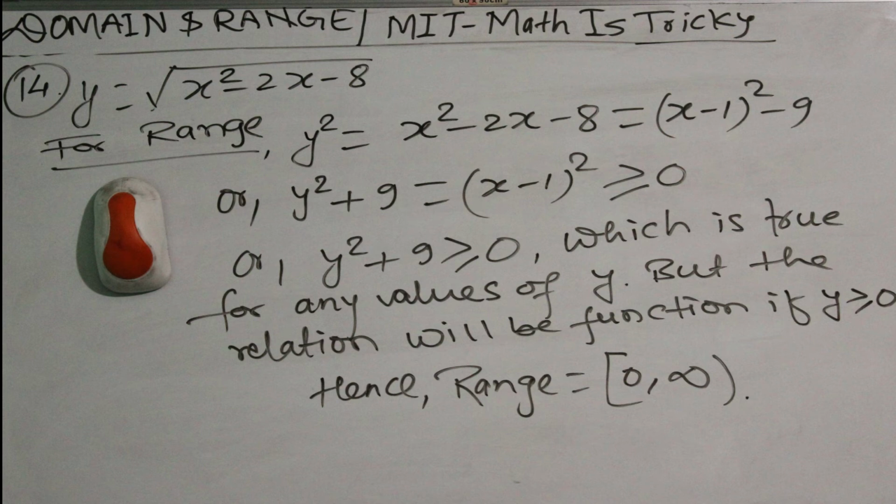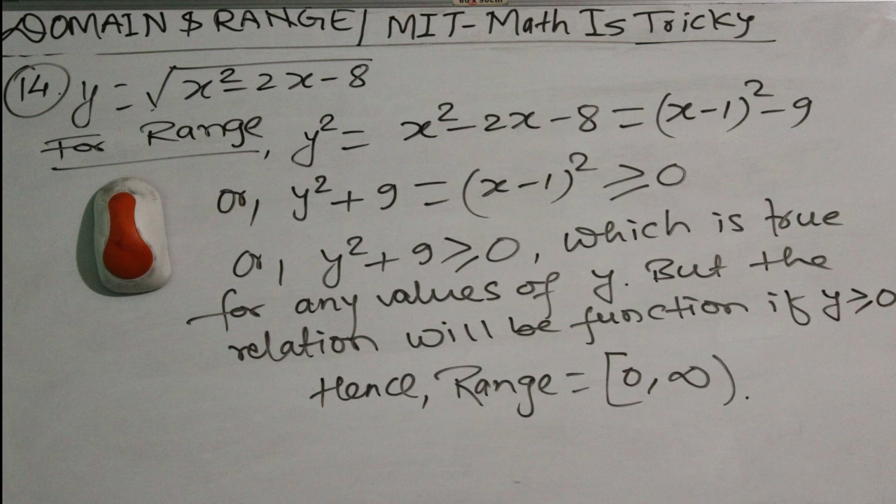So it will be y square plus 9 equals (x minus 1) whole square, and (x minus 1) whole square is always positive. That means y square plus 9 is greater than or equal to 0, which is true for any values of y. But we know that this relation will become a function. This type of function, square root of any function, is defined only for the positive square root.